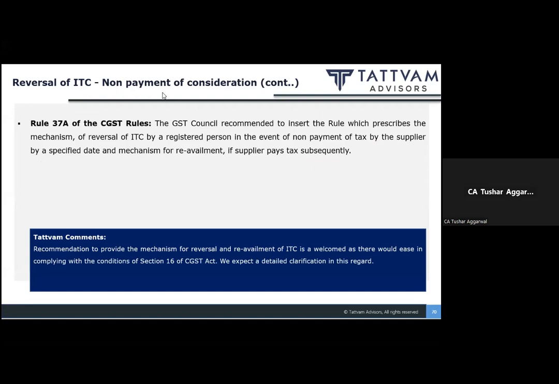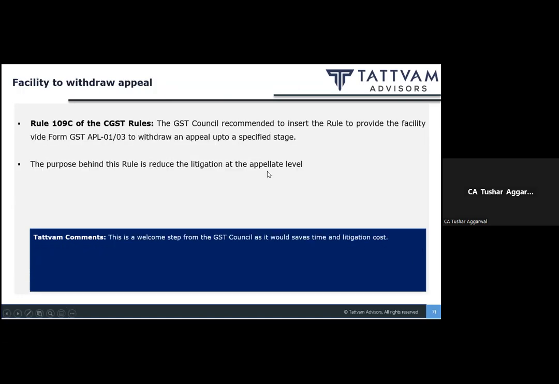They will prescribe a mechanism that in spite of the fact that the invoice is coming in your 2B, if the supplier has not paid tax to the government, in that situation, you have to reverse the credit. And how you have to re-avail if the supplier pays tax subsequently. They will come out with the exact process. And this Rule 37A will ensure that the supplier has actually paid tax to the government kitty, irrespective of the fact that the invoice is getting auto-populated in your GSTR 2B.